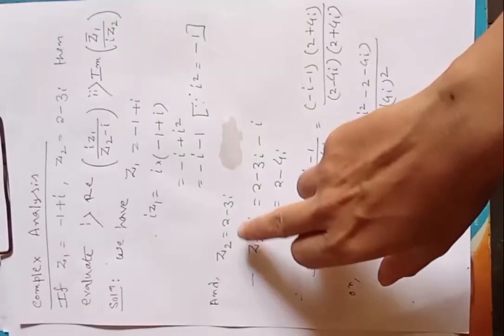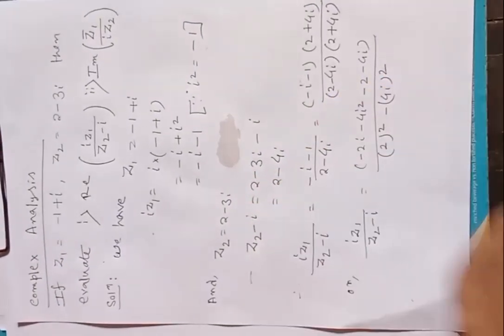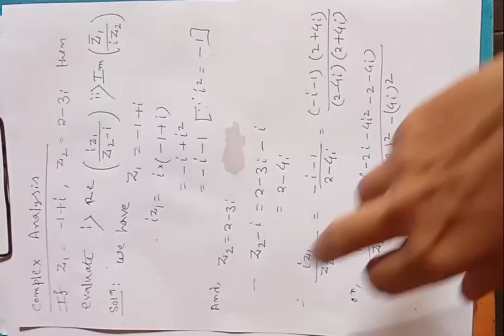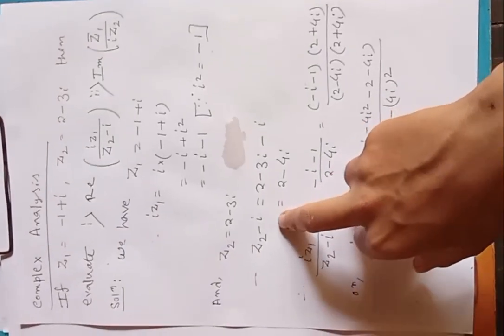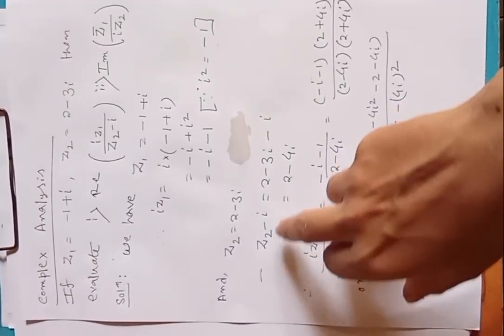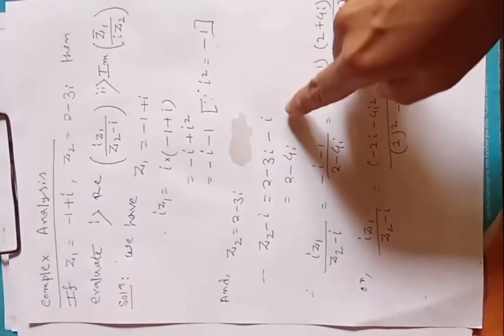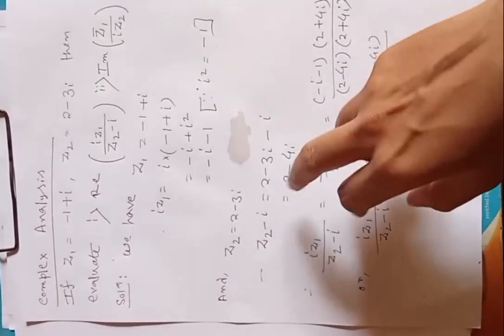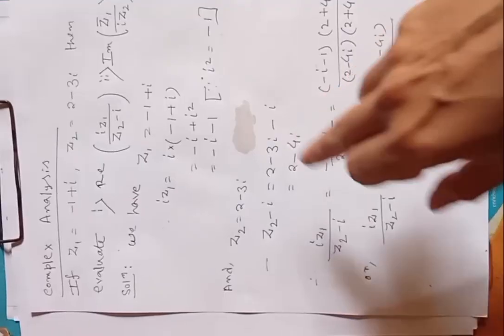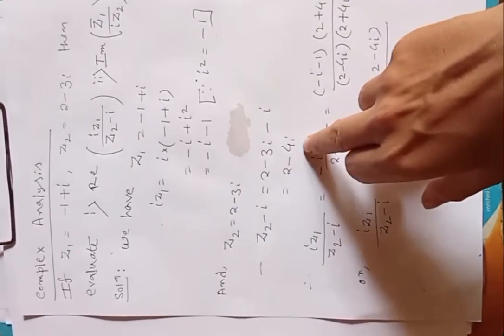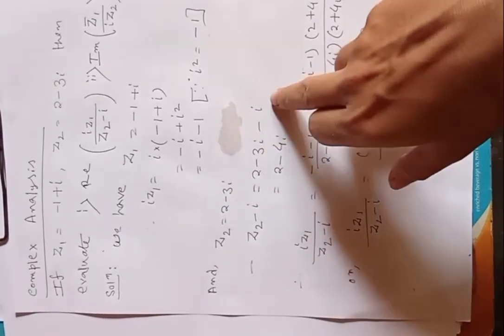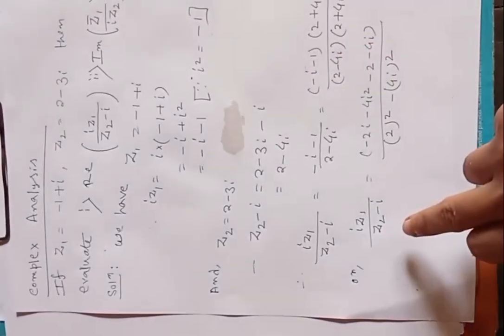Also, Z2 equal to 2 minus 3i. Z2 is our second complex number. And Z2 minus i means subtraction of i from Z2. Now, subtracting i from 2 minus 3i means 2 minus 3i minus i, which will give us 2 minus 4i, because minus 3i and minus i are added to each other.